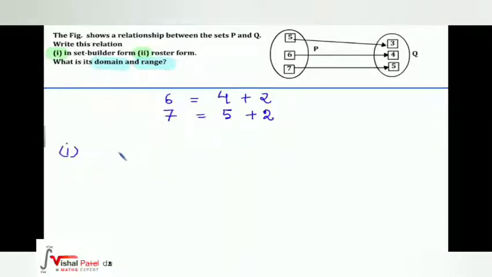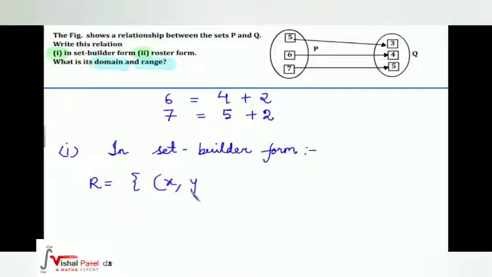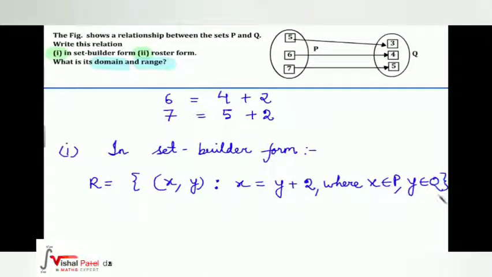So in set builder form, relation R is equal to {(x, y): x is equal to y plus 2, or y is equal to x minus 2}, where x belongs to P and y belongs to Q. So this is your set builder form.